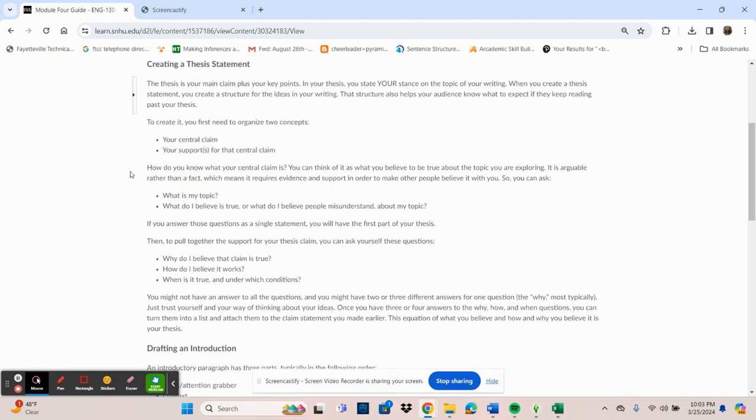So it says, how do you know what your central claim is? You can think of it as what you believe to be true about the topic that you're exploring. It is arguable rather than a fact, which means it requires evidence and support in order to make other people believe it with you. And that's really important because if your thesis statement is a fact that doesn't require anything to be explored or studied or proven, then you don't have a thesis statement at all. Remember that we're trying to choose a thesis statement that is arguable, that has logical people on both sides. Okay.